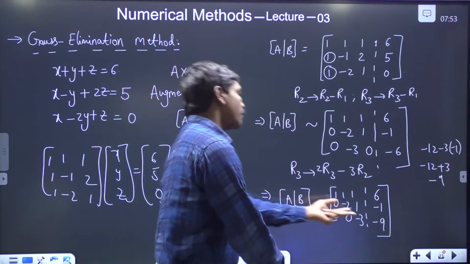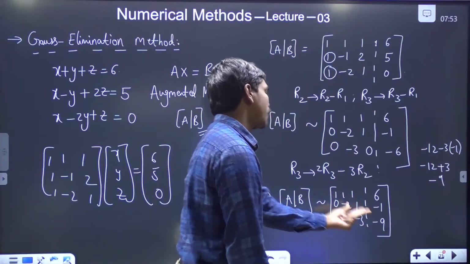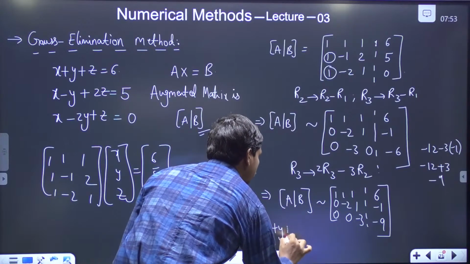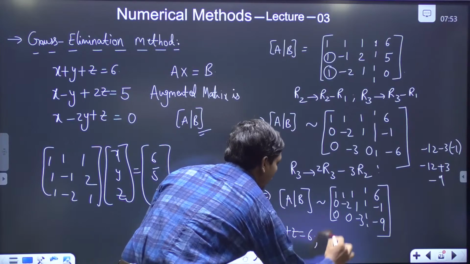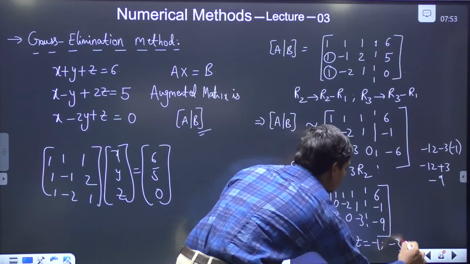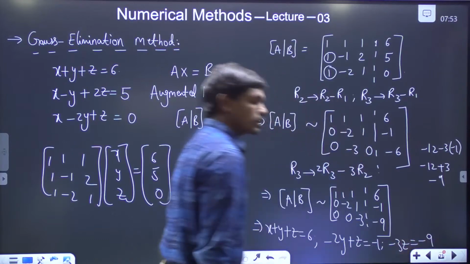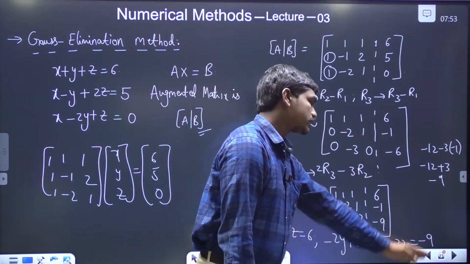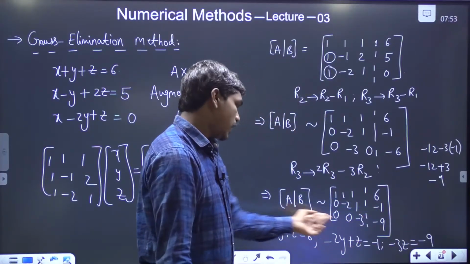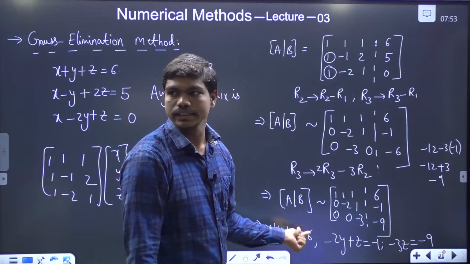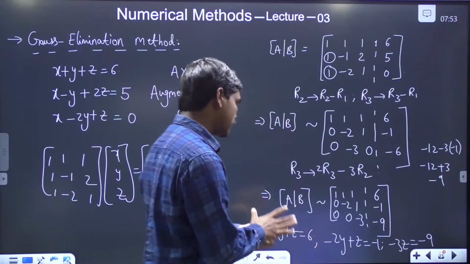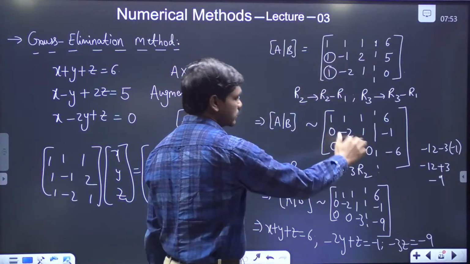So then if you compare this augmented matrix with respect to this system, we have x plus y plus z is equal to 6, minus 2y plus z is equal to minus 1, and minus 3z is equal to minus 9. For which you can solve easily now, correct? Because if you cancel the things, z is equal to 3. If you put z is equal to 3 here, you will get y is equal to 2. And if you put y is equal to 2 and z is equal to 3 in this equation, you will be getting x as 1.